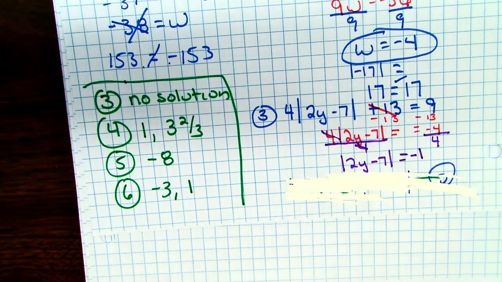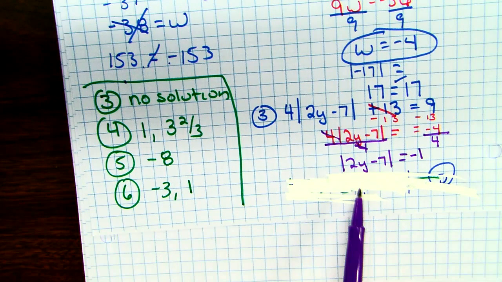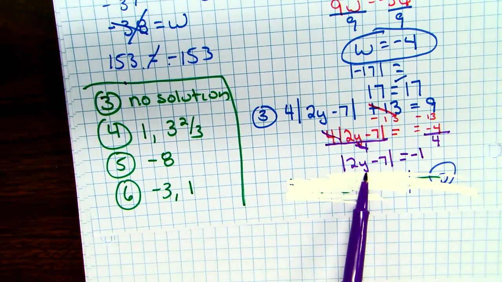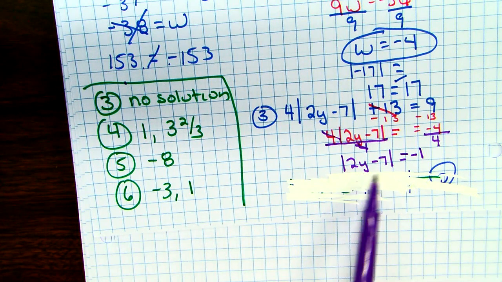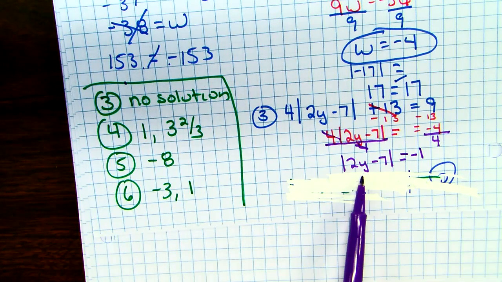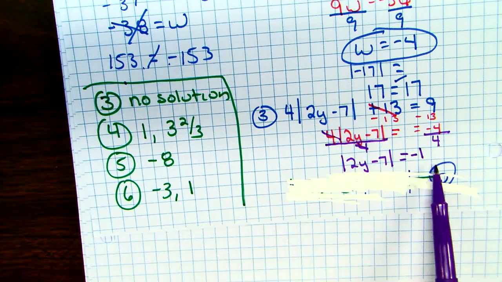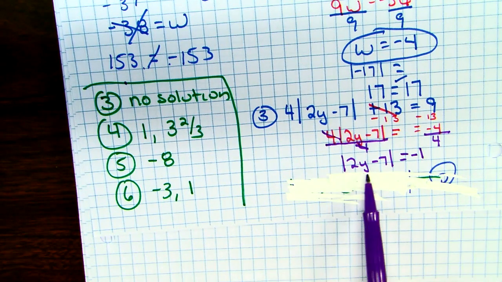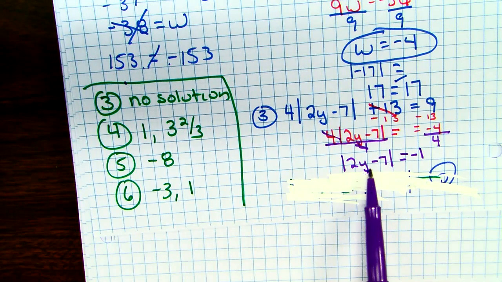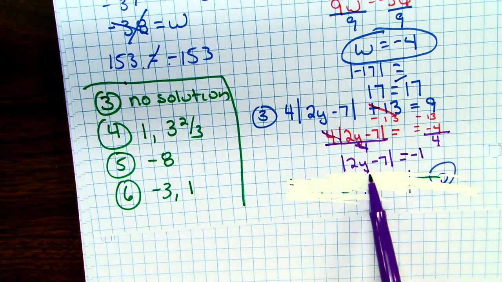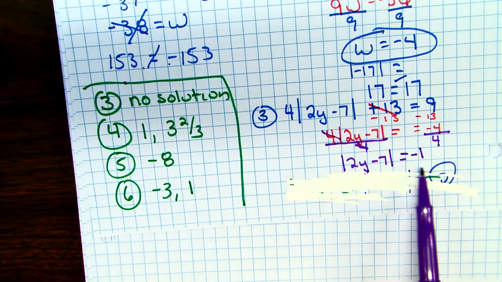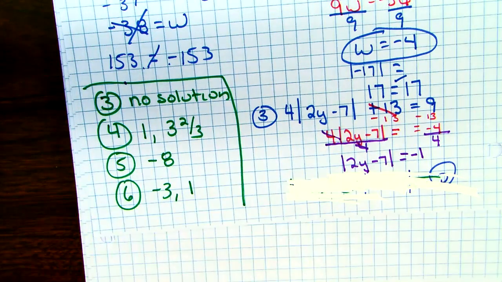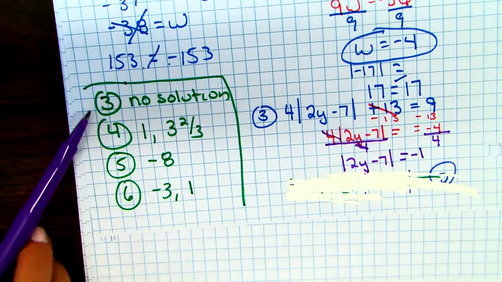Guys, you should be able to tell right at this step that this is no solution. How do I know right now that this is no solution? Anybody? How can the absolute value of anything equal negative 1? It can't. There's no variable over here that could change its sign. There is no y value that you can plug in here. Try it. I challenge you. Give me a y value that will give me a negative answer when I take it out of here. It doesn't exist. That's why it's no solution.